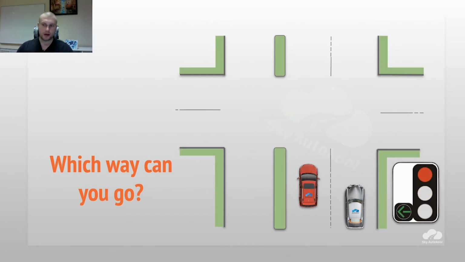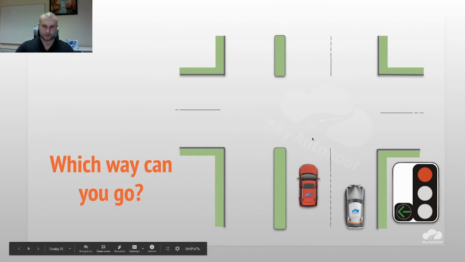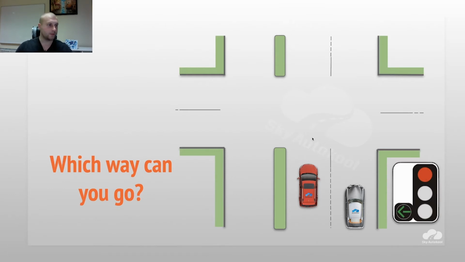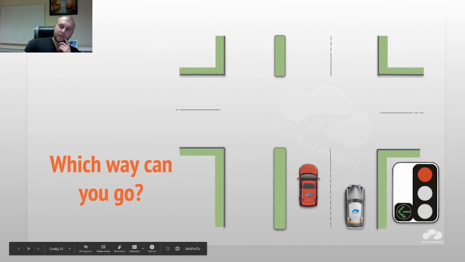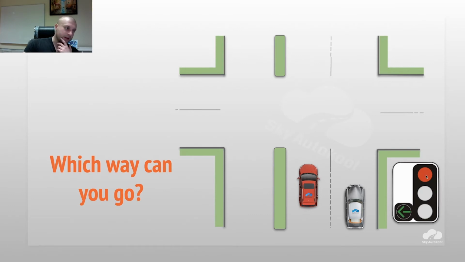Now, main right is red one, and this one is green. How do you think? Which way can you go? This can be more difficult right now. You have still green arrow, but it means you don't have full priority in this case, right? Because the main one is red. It also means something. What exactly it means?